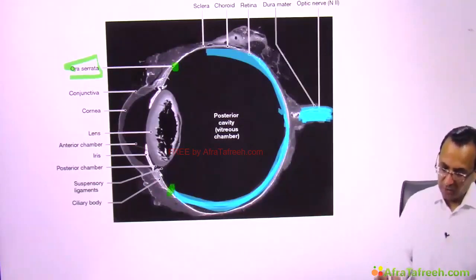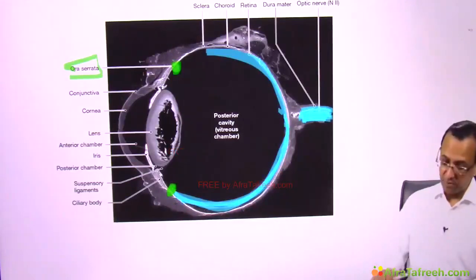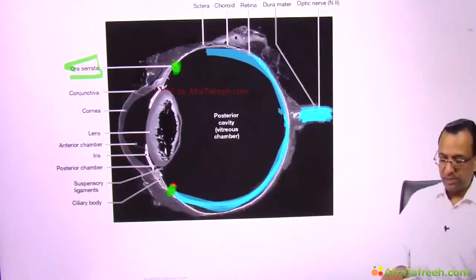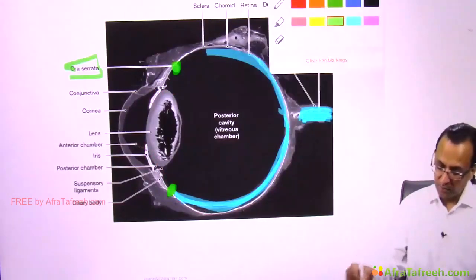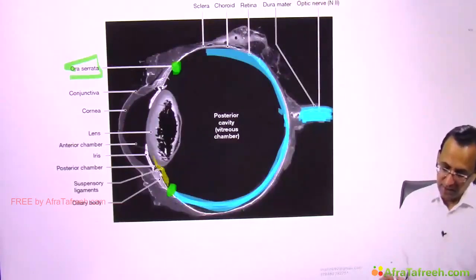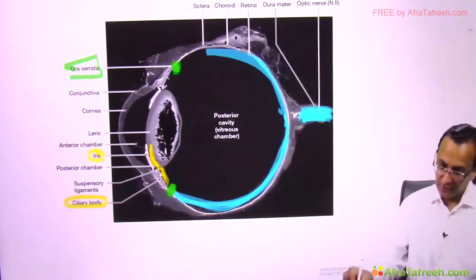So what is happening at the ora serrata? At the ora serrata, the neural epithelium of this neural plate ectoderm is becoming non-neural. So you mean to say after this there will be non-neural and pigment layer? Yes, that is the point. Non-neural and the pigment layer will go further, and they are going to cover the ciliary body and the iris. So you are telling that there is some ciliary body and iris now. Yes, it is here, iris and ciliary body. Understand.